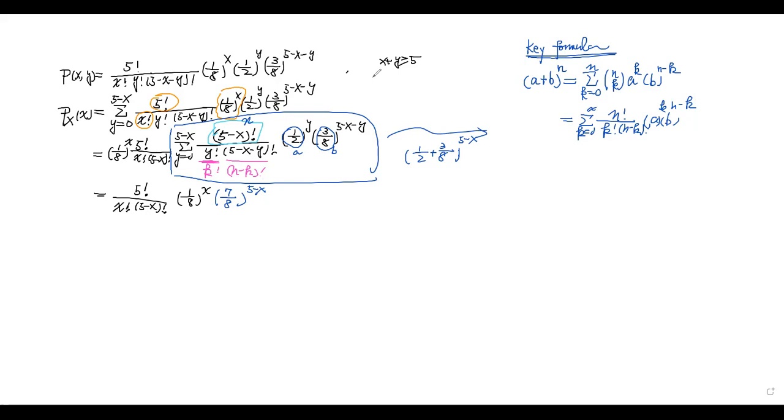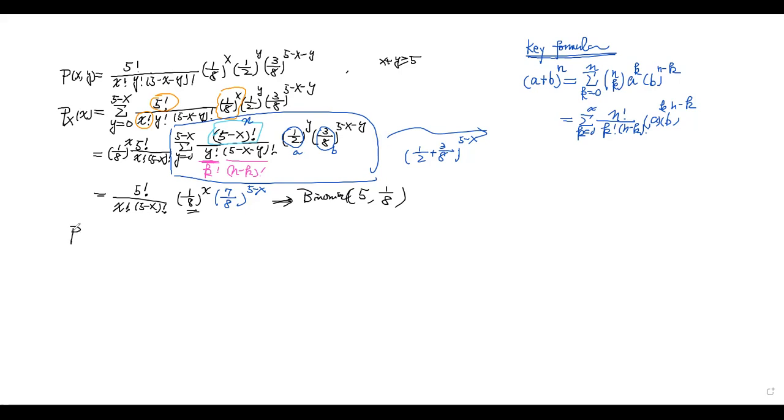And wow, so what is this? This is the binomial with n equal to 5 and p equal to 1/8. So you just manipulate your term, then use the binomial expansion formula, and you can find this.